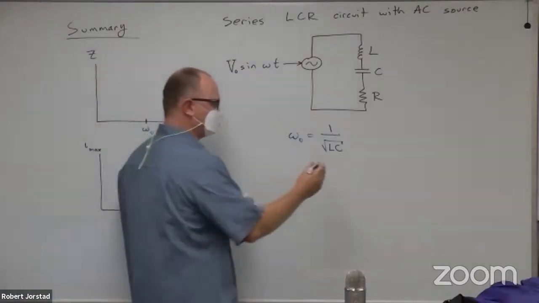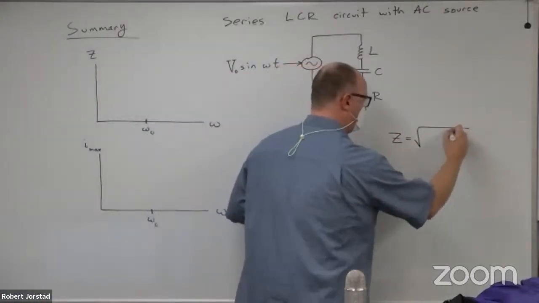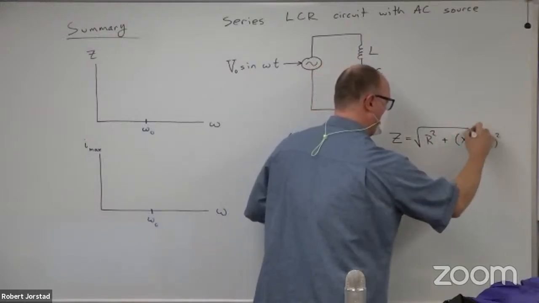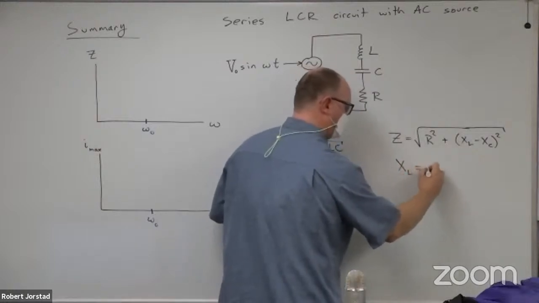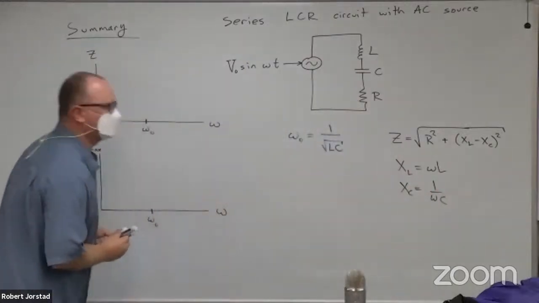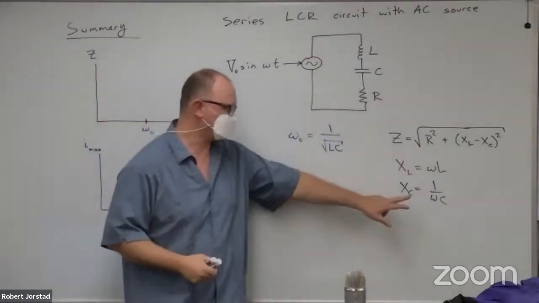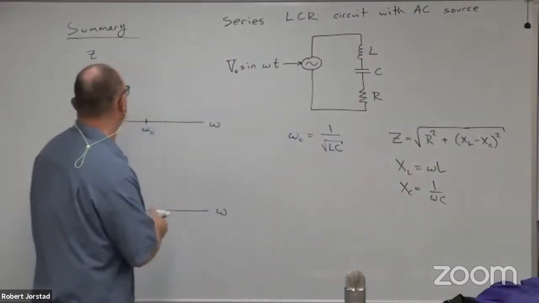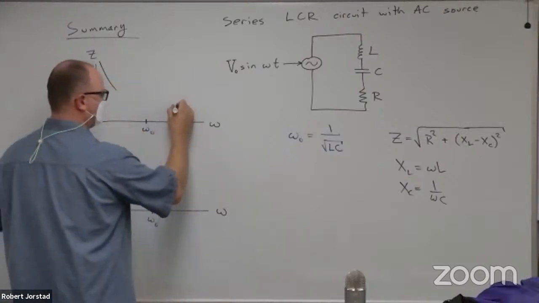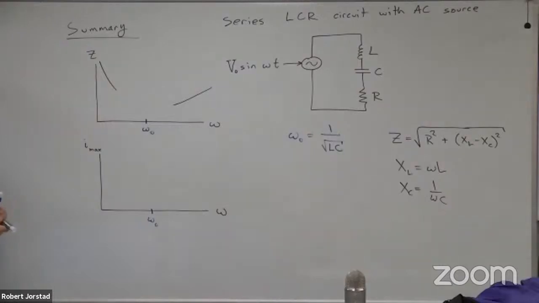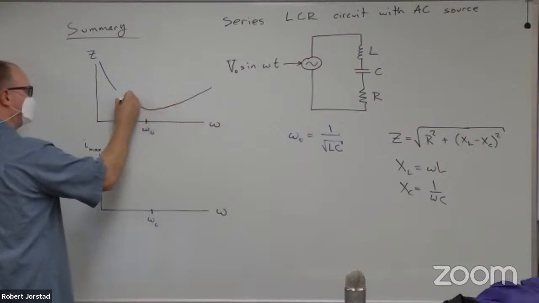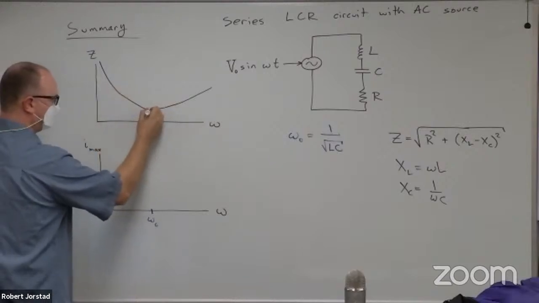We knew that Z was equal to the square root of R squared plus the quantity XL minus XC squared. We know that XL was omega L and XC was 1 over omega C. As a result of this, if you go to low frequencies, this blows up to infinity. If you go to high frequencies, this blows up to infinity, but it happens a little bit slower. There's one special frequency here.